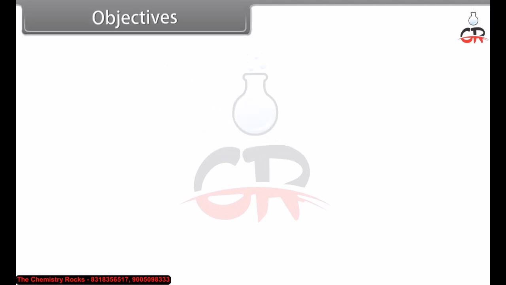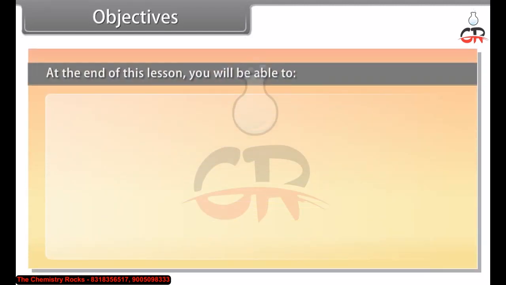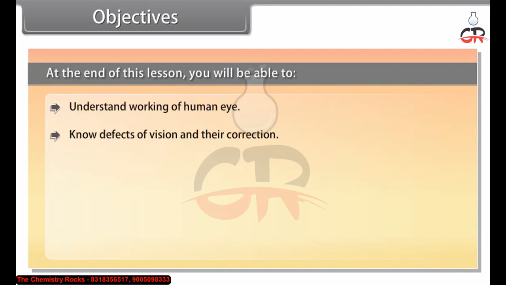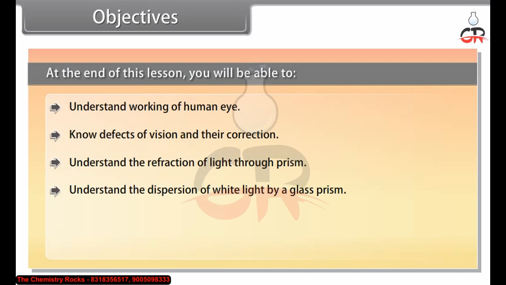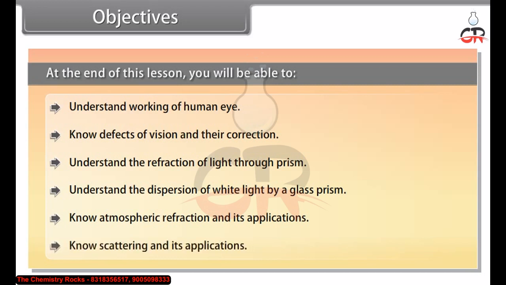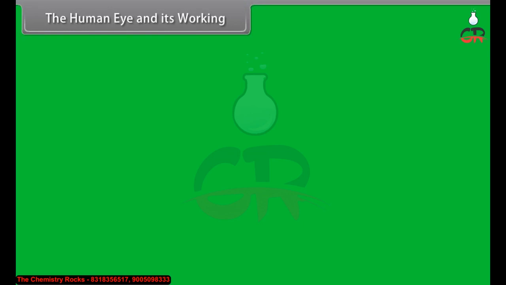Objectives. At the end of this lesson, you'll be able to understand working of human eye, know defects of vision and their correction, understand the refraction of light through prism, understand the dispersion of white light by glass prism, know atmospheric refraction and its applications, know scattering and its applications, the human eye and its working.